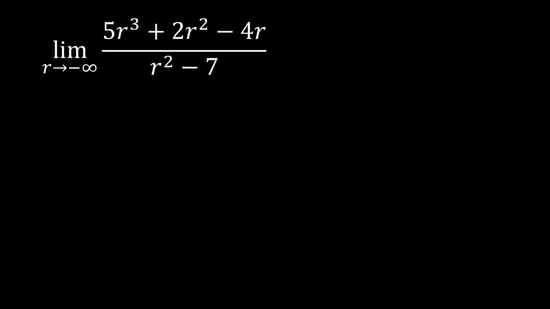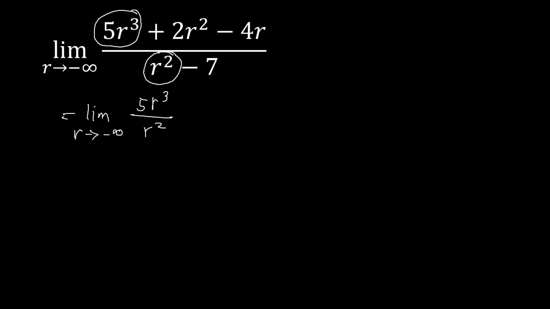Next up, we have the limit of 5r cubed plus 2r squared minus 4r over r squared minus 7 as your r approaches negative infinity. So at the top, we've got the highest exponent variable term, this one. While at the bottom part, the highest exponent variable is this one. Comparing the two, our exponent at the top is bigger than our exponent at the bottom part. So if this is the case, we get those terms. We have the limit of 5r cubed over r squared as your r approaches negative infinity.